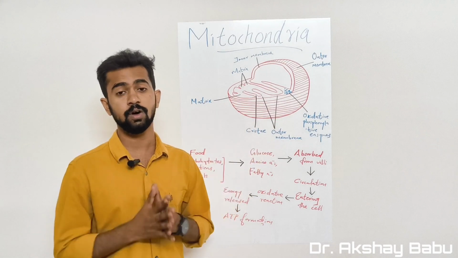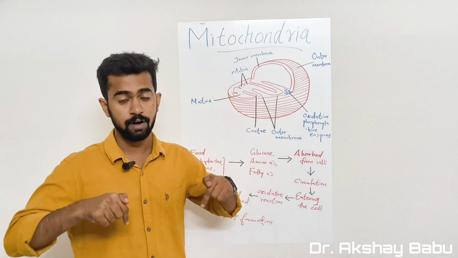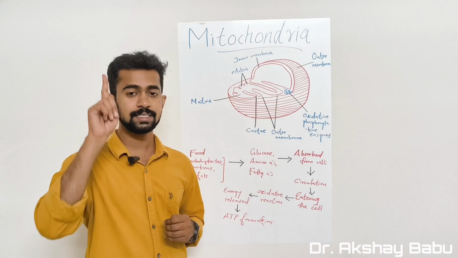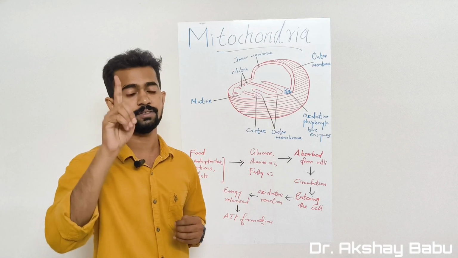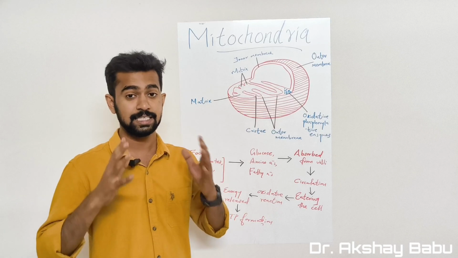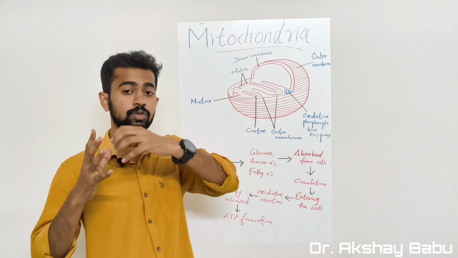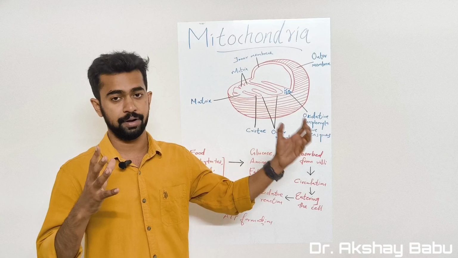So what are the uses of ATP in cellular function? The first important use of ATP in cellular function is the transport of substances through the lipid bilayer membrane.